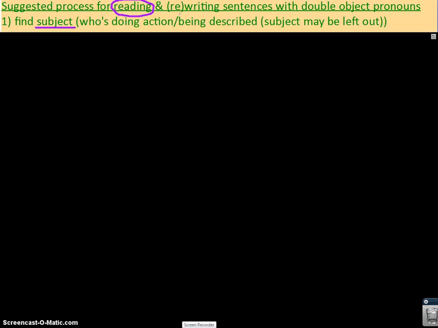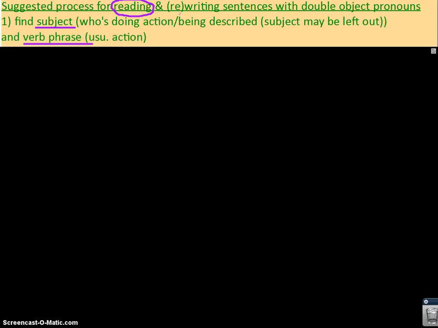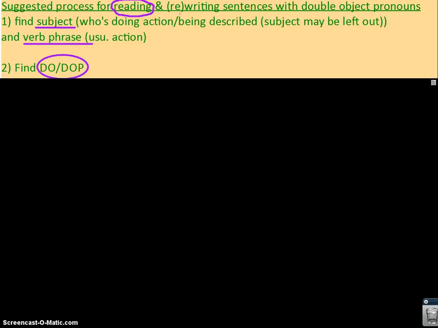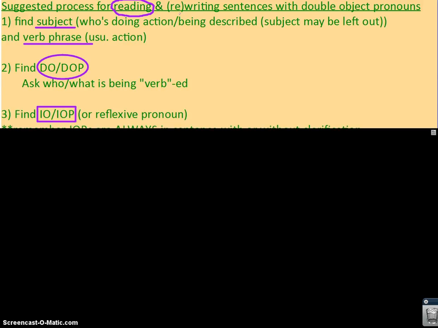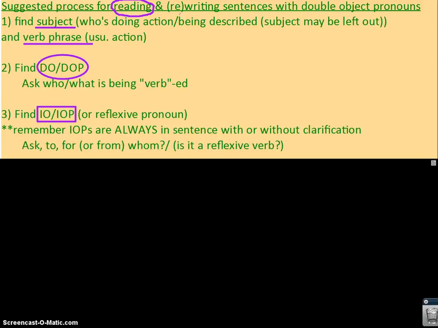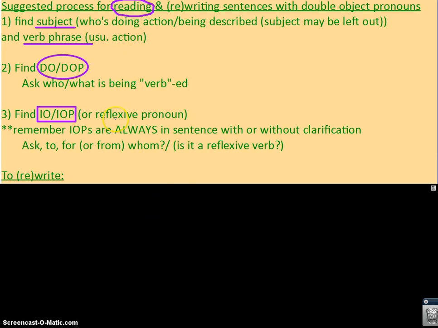There is a suggested process for reading and writing or rewriting sentences with double object pronouns. We're really focusing on the reading, but you can't understand how to read a sentence if you can't also write it. So here are the steps. Find your subject and your verb phrase. I'm going to go through this quickly and then you can just pause and get all the information down. Find your direct object pronoun, which you know you find by asking who or what is being verbed. And find your indirect object. You know this information as well. You ask to, for, from whom. Sometimes you use a reflexive pronoun here as well with reflexive verbs. So you find all of those things.